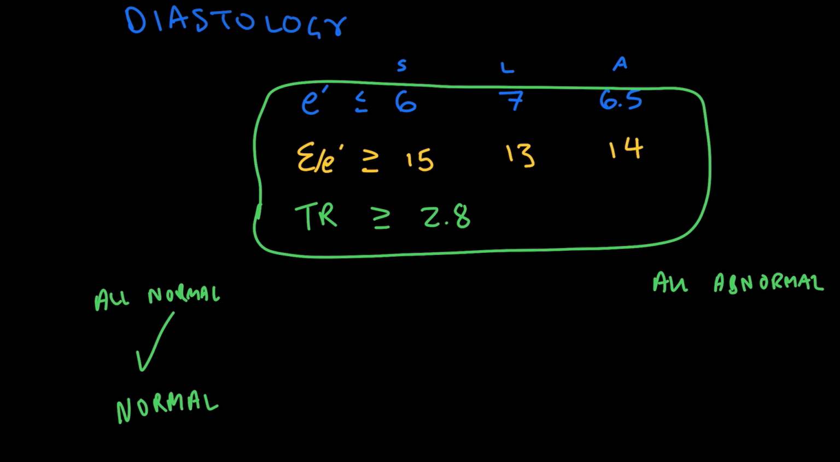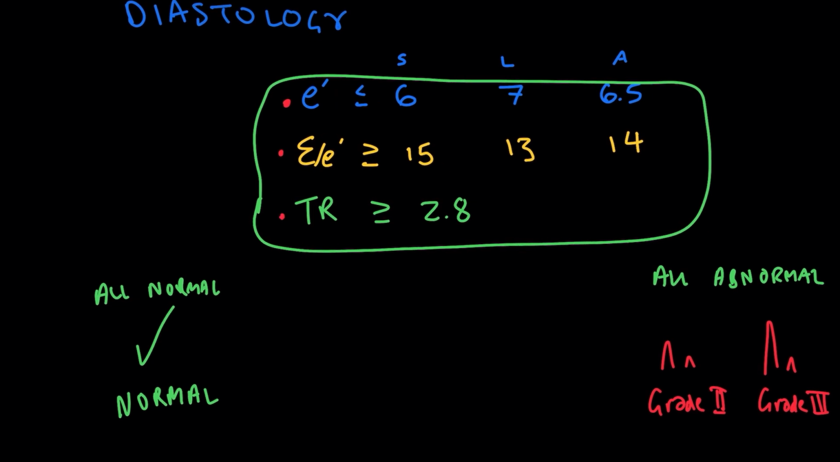And so if we see more of a pseudonormal pattern, that would be considered grade 2. And if we see more of a restrictive pattern, where the E is more than double the A, then we would call that grade 3. But all three of these parameters here, if all three are abnormal, if E prime is too low, if E over E prime is too high, and if your tricuspid regurgitation is too high, that means we have some kind of diastolic dysfunction with elevated filling pressures. We just have to figure out whether it is grade 2 or grade 3.